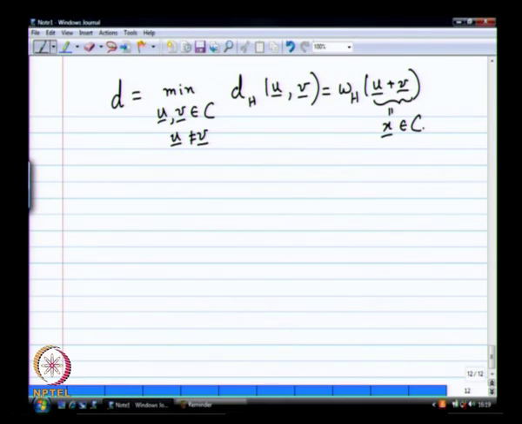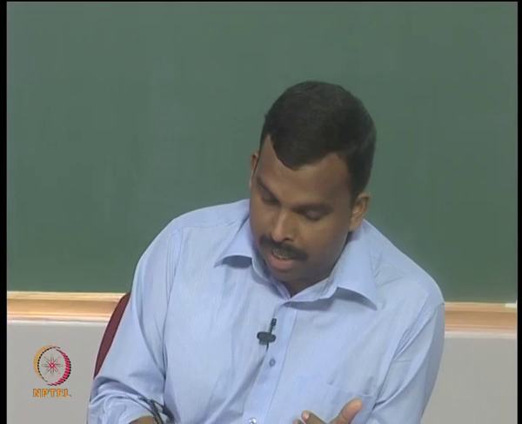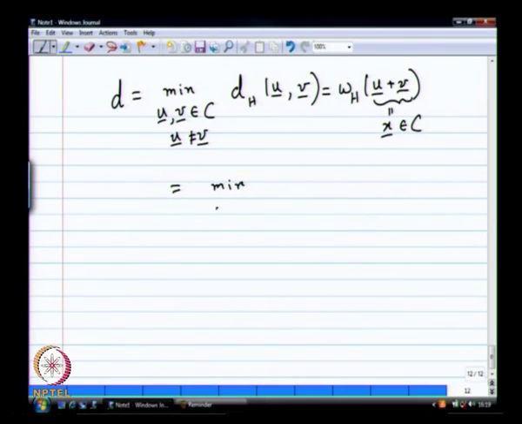So instead of going through all the u comma v's and then adding them up and ending back in the code itself, I can just look at the code words of the code and simply take the weight. So this becomes the same as minimum over x in C. The only thing I have to worry about is u not equal to v, which translates as x not equal to 0, of the weight of x.